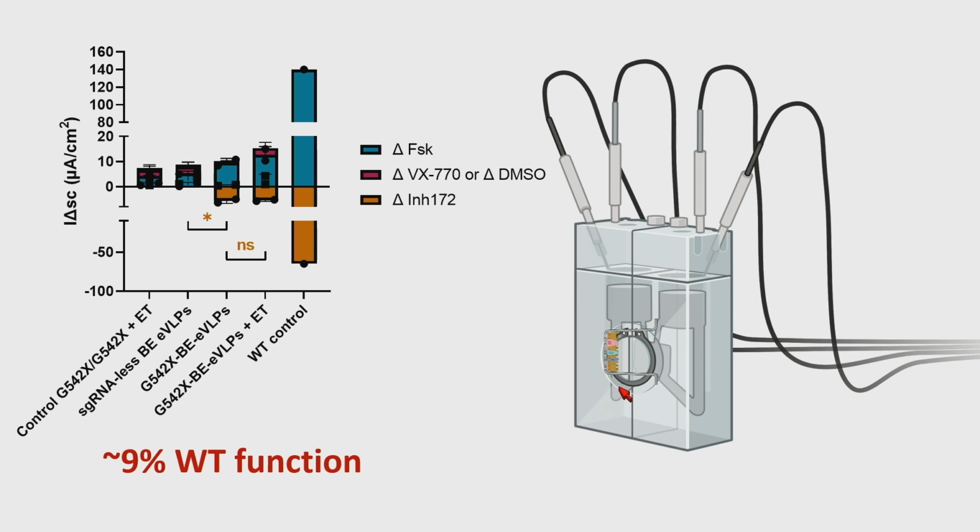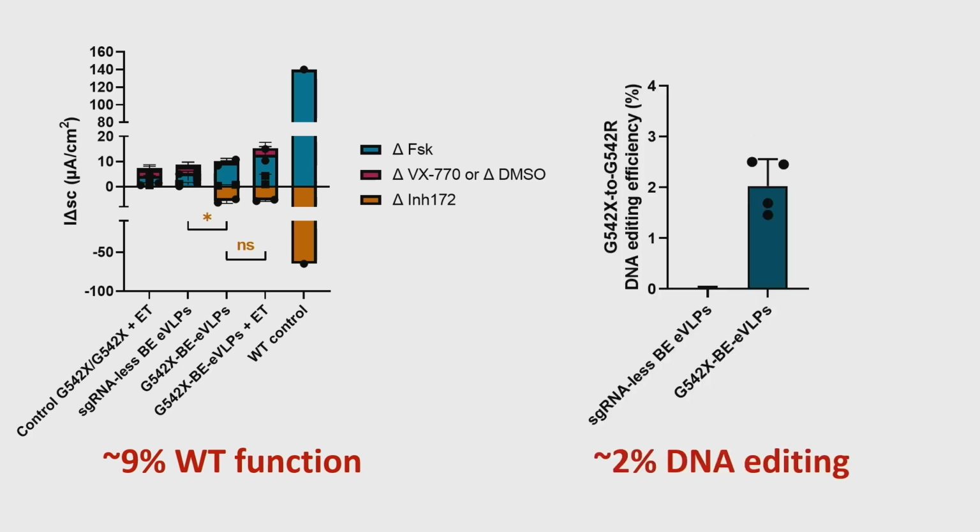So after the Ussing chamber, we scrape the cells off the filters to extract DNA and send that for sequencing. And it was quite surprising that we had as little as 2% of DNA editing. So 2% of DNA editing was sufficient to recover 9% of wild-type function.